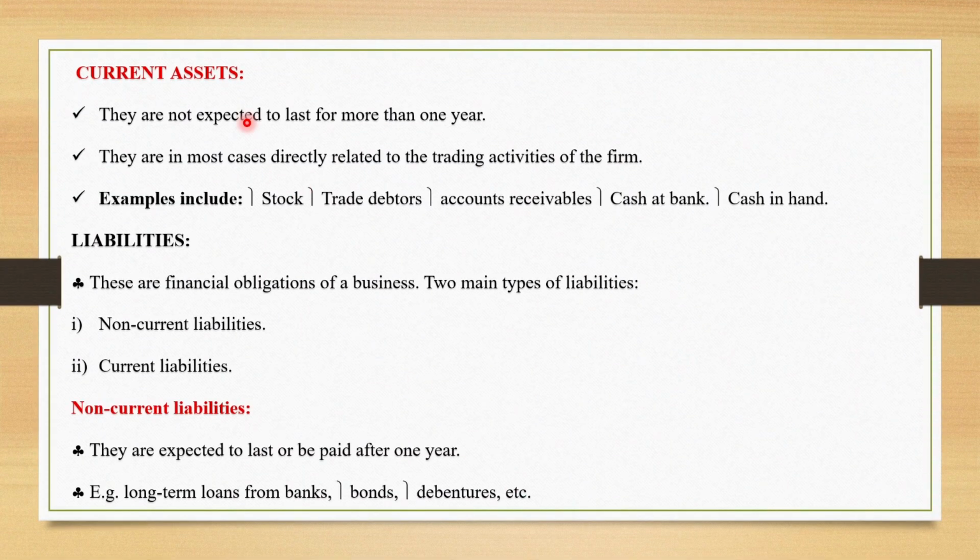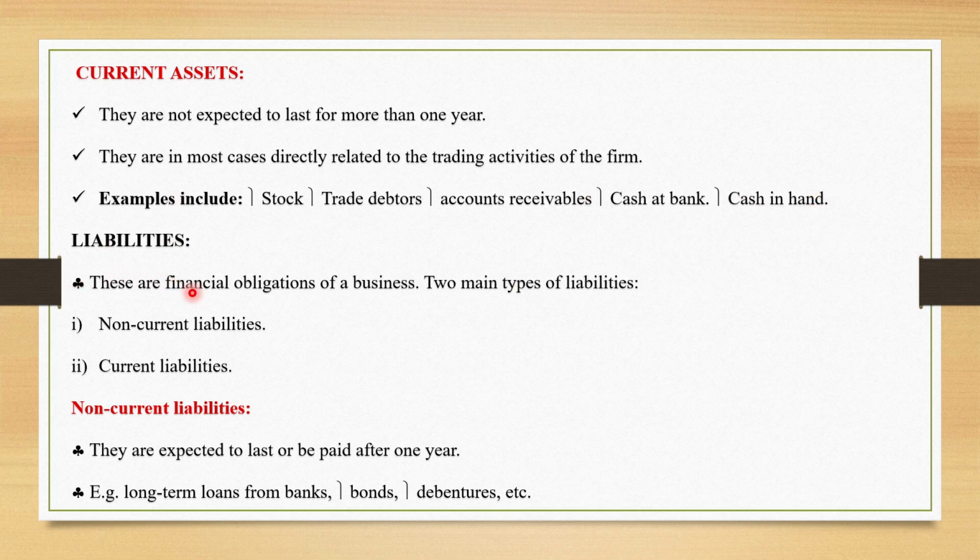Let's go to the current assets. These are not expected to last for more than 1 year. They are in most cases directly related to the trading activities of the firm. Examples are inventory, stock, accounts receivable, cash at the bank, and cash in hand. There are also many others, we shall see them.